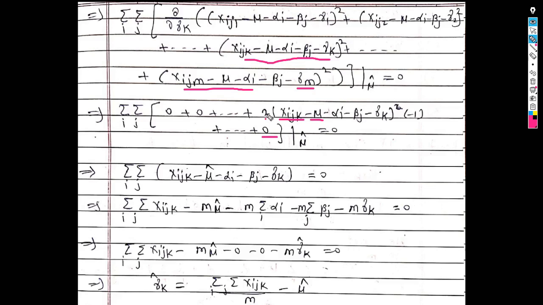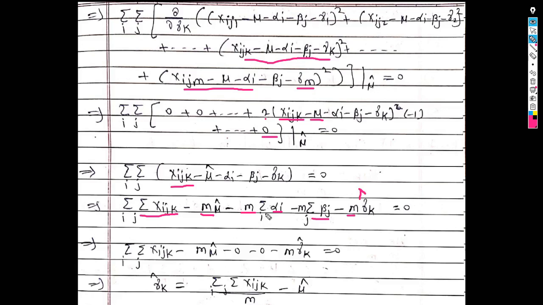Under the value of mu hat, equate it to 0. Now take this 2 and this minus 1 outside the summation, so we get the summation over i, summation over j of [xijk minus mu hat minus alpha i minus beta j minus gamma k] equated to 0. Now take this summation inside the bracket, so we get summation xijk minus, as mu is a constant term, the summation can be written as m into mu hat, minus m times the summation over i of alpha i, minus m times the summation over j of beta j, minus m into gamma k, equated to 0.